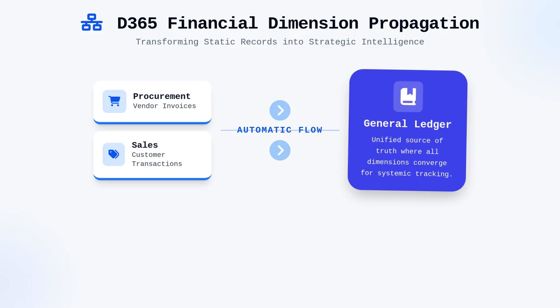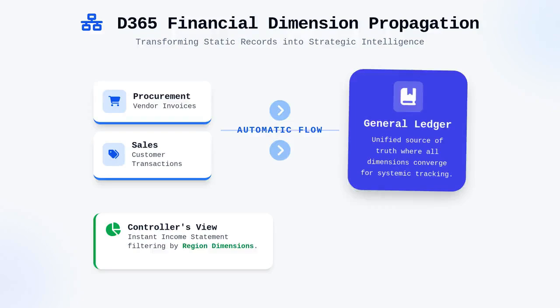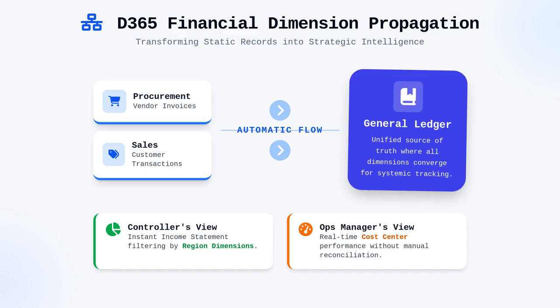The system tracks these values systematically, allowing you to slice and dice your financial results based on any combination of these attributes. A controller can review an income statement by simply filtering on a specific region dimension, or an operations manager can assess a cost center's performance without needing to perform manual data reconciliation outside of the ERP. This capability transforms the financial ledger from a static record-keeping tool into a dynamic engine for strategic decision support.